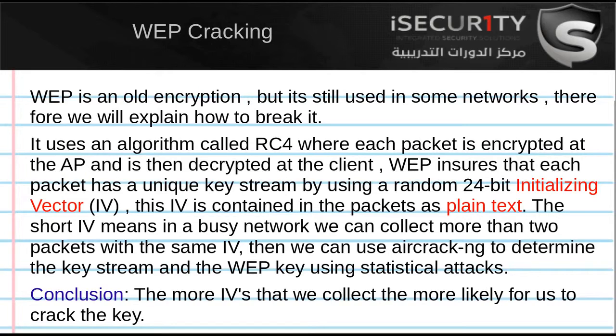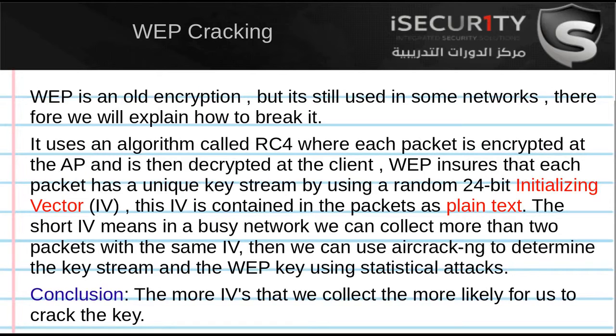The problem with the IV, or the initialization vector, is that it's very short. 24 bits is not that long. So in a busy network, there'll be a very large number of packets sent into the air. This means the number of possible random IVs will be exhausted, and we will have two packets that have the same initialization vector.